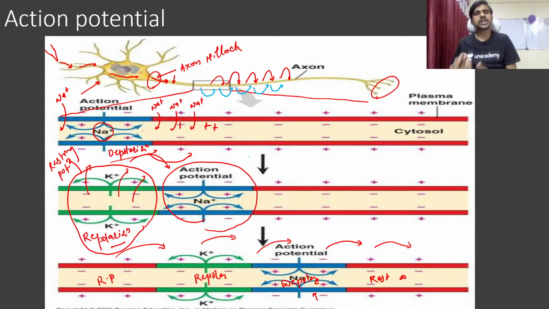So what is action potential, friends? It is the sequence or the group of events where the potential of your neuron is changing from the negative or the resting potential toward the positive, and again reverses to the resting potential. Okay, so this is nothing but your action potential.